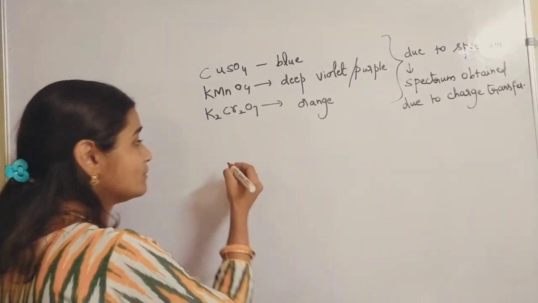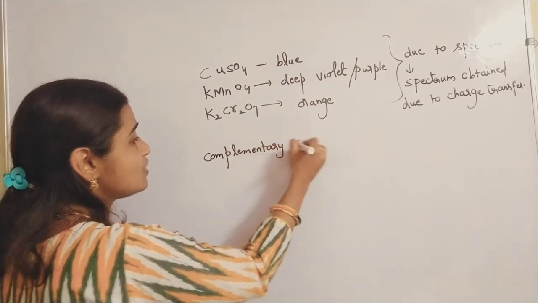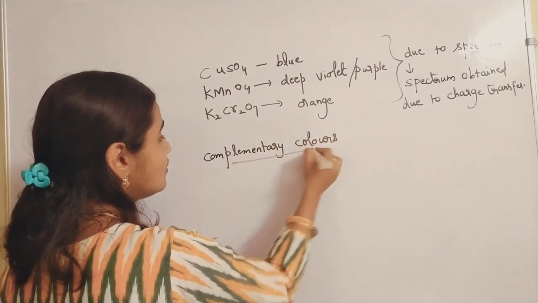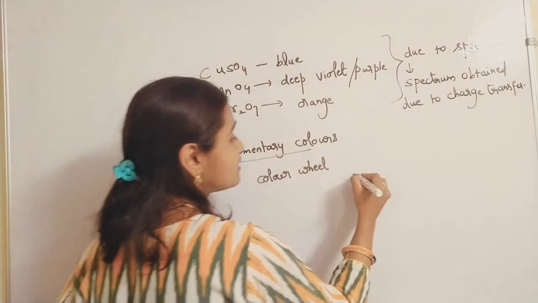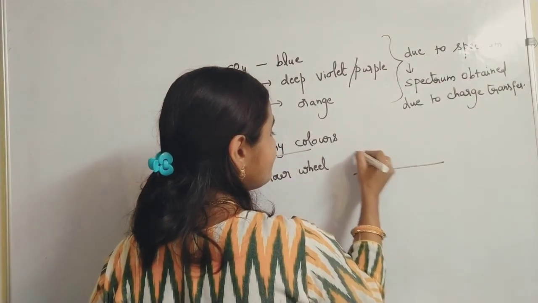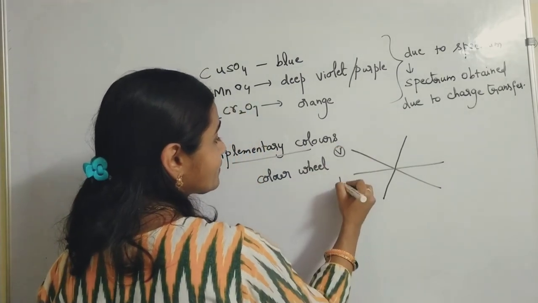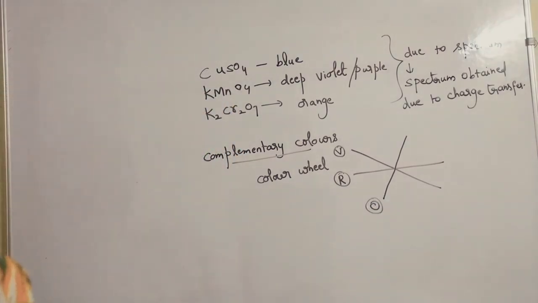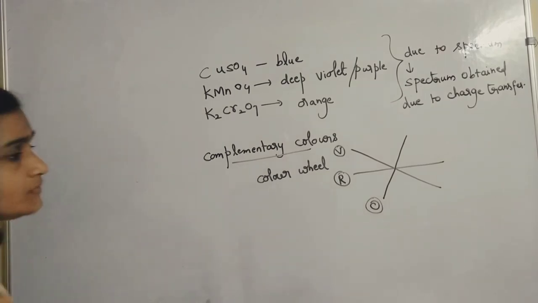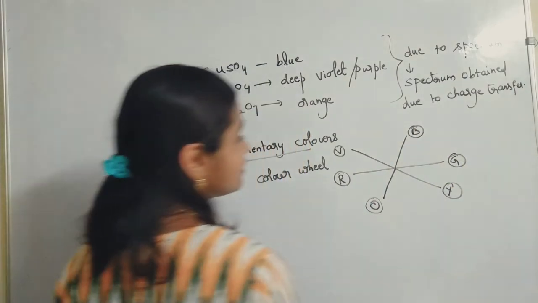Here you have to know about complementary colors also. Please understand carefully. For complementary colors, a color wheel is there. See here, you will be drawing a wheel like this. Violet, red and orange are drawn on one side, and blue, green and yellow on the other side. Indigo is neglected, please remember.